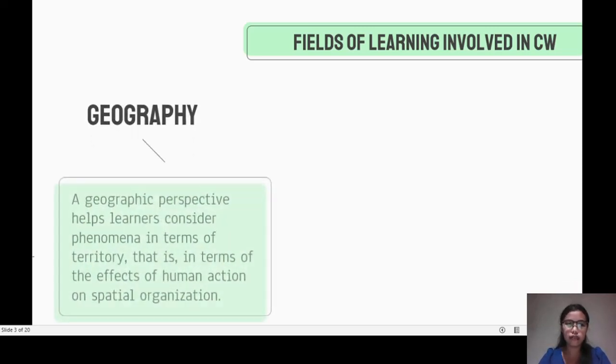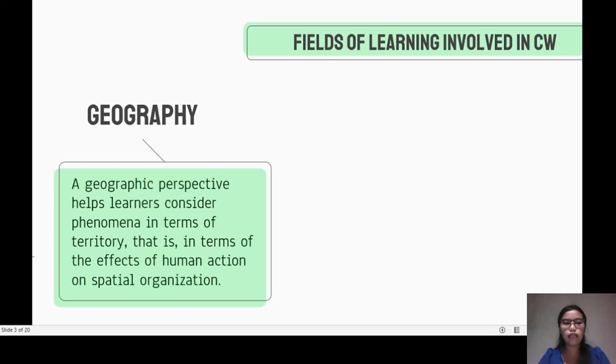So, what are the fields of learning involved in CW? Basically, these are the fields of learning that can also be talked about when learning this subject. The first one is geography. A geographic perspective helps learners consider phenomena in terms of territory, that is, in terms of the effects of human action on spatial organization.